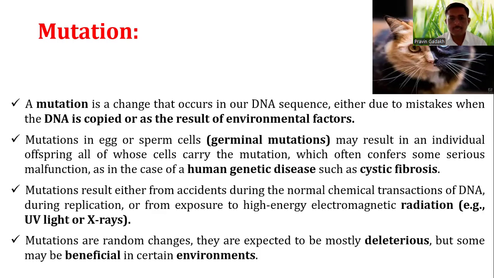Mutations result either from accidents during the normal chemical transactions of DNA during replication, or from exposure to high energy electromagnetic radiations, for example, ultraviolet light or X-rays. So these are nothing but different high intensity or high energy light. When the cell is exposed to that light, it leads to changes in the DNA sequence of a particular cell and leads to the mutation.